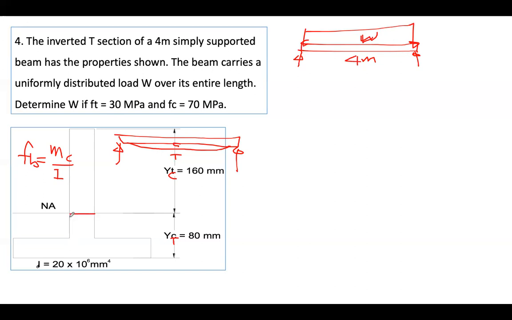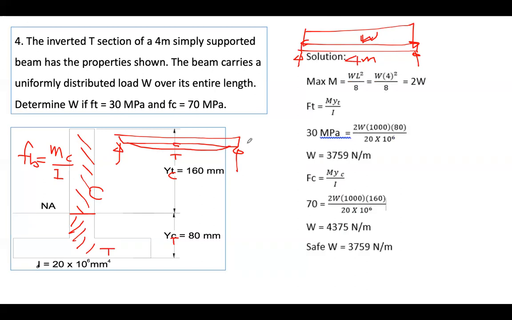If this is our neutral axis, ito yung area sa baba ang tension. Ito naman sa taas ang compression. Okay? So, let us compute first the maximum moment. WL squared over 8. W, ito yung tinatanong. Okay? 4 meter span, so you have maximum moment as 2W.